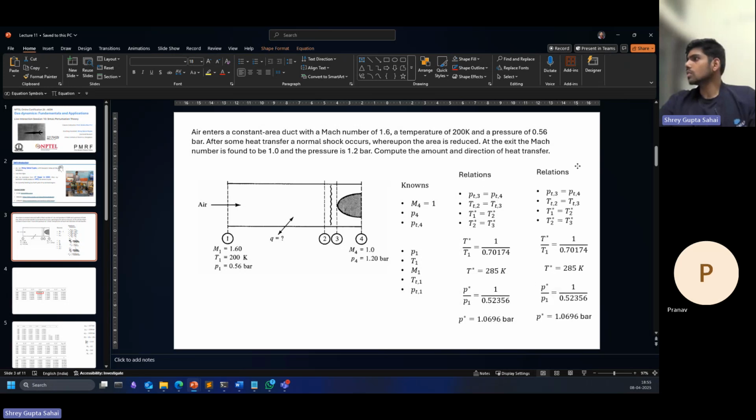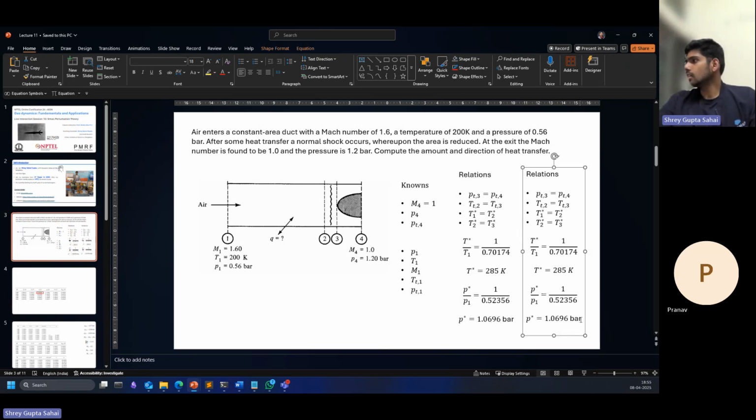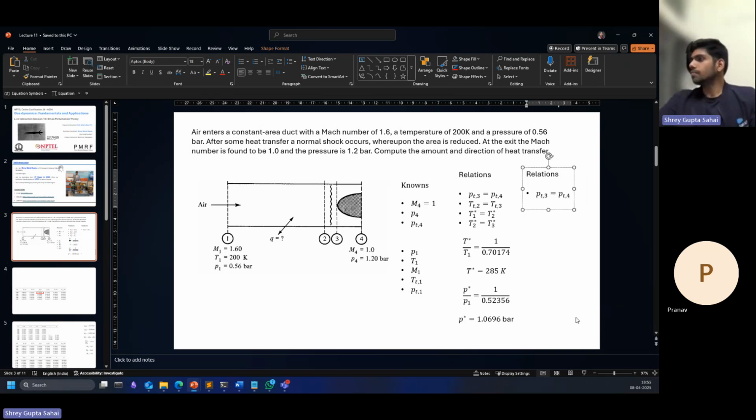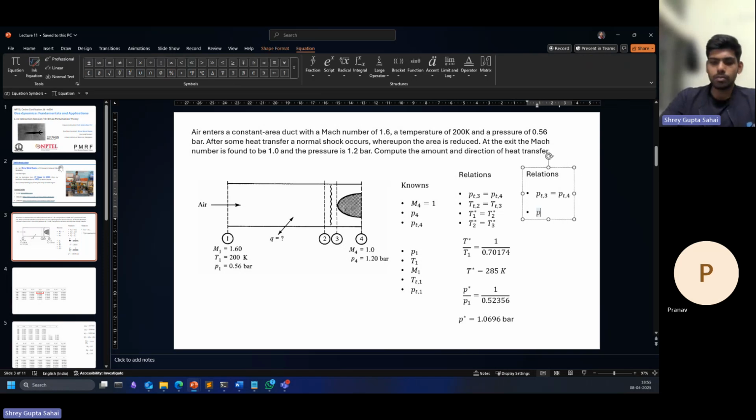Now we are going to use this relation, that P3 is P24. So first of all, let's find out what is P24, P total 4. PT4. So let's find out what is PT4.